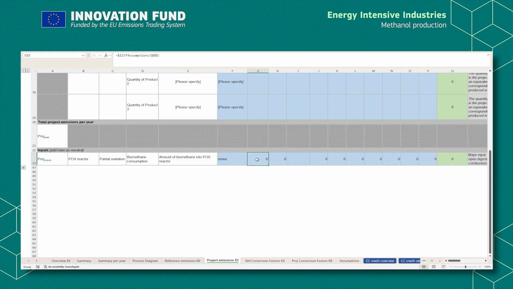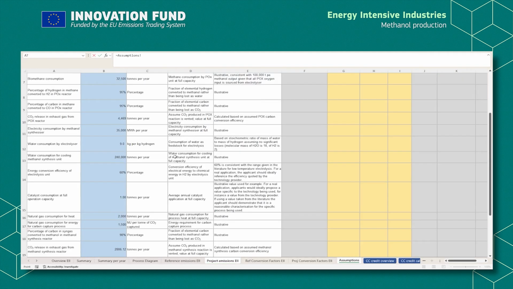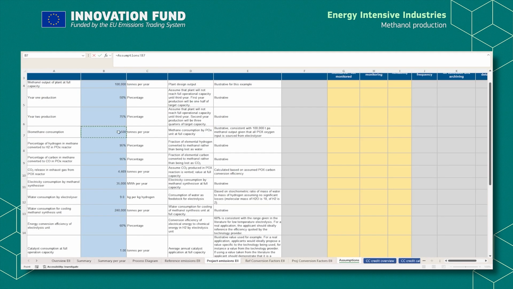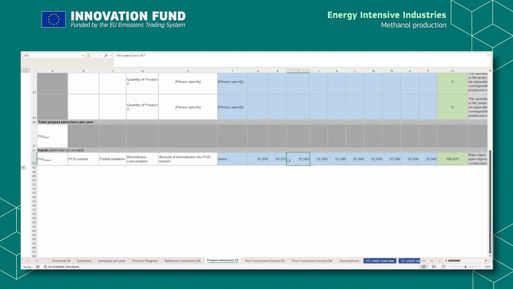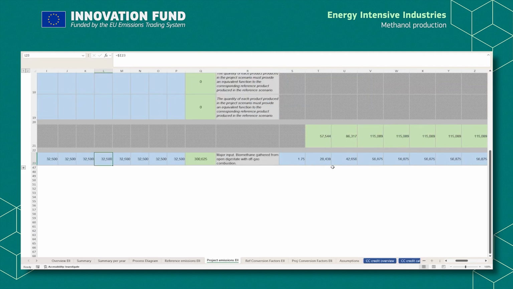In this case, I'm starting with the biomethane input, which is the main source of energy into our production system. As you may recall, we already specified the annual biomethane consumption in the Assumptions tab. We can therefore create a formula to refer to that annual consumption. Having filled in our biomethane consumption, we must now enter an emissions intensity value for biomethane as an input.